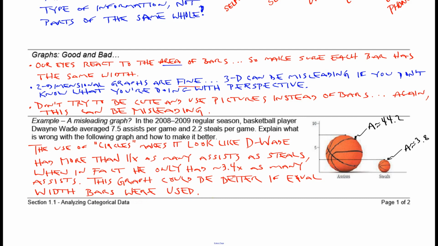Okay, folks, final answer there. The use of circles makes it look like D. Wade had more than 11 times as many assists as steals, when in fact he only had about 3.4 times as many assists as steals. So this graph could be better if equal width bars were used.